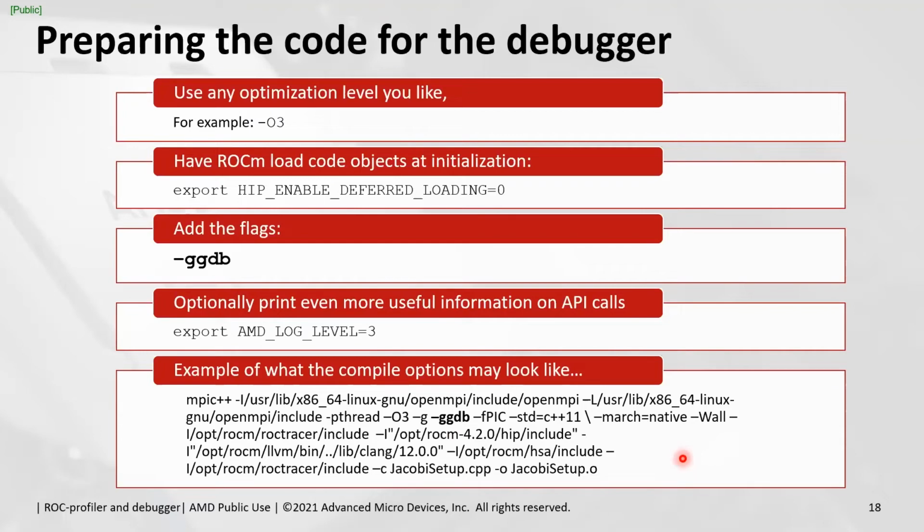And while using GDB, if you want to see all the HIP APIs and an extra level of information, you can always enable that by exporting another variable, AMD_LOG_LEVEL, and that will give you all the extra information about HIP API calls and so much more.